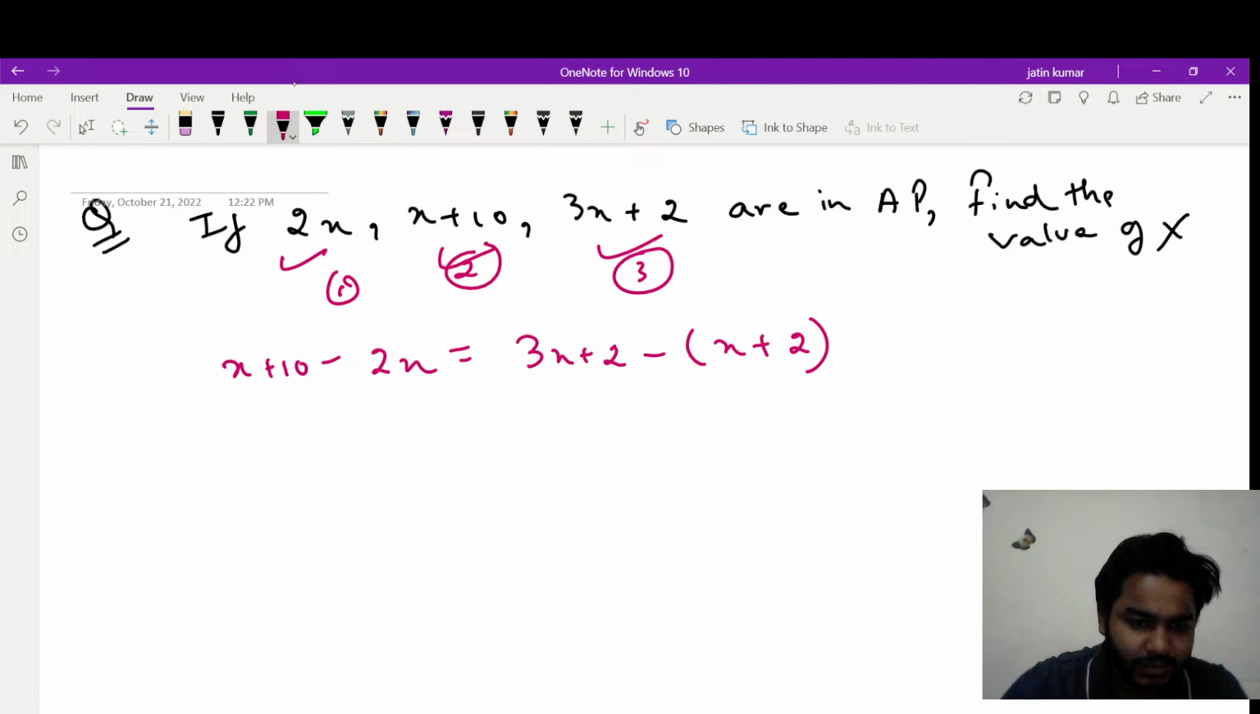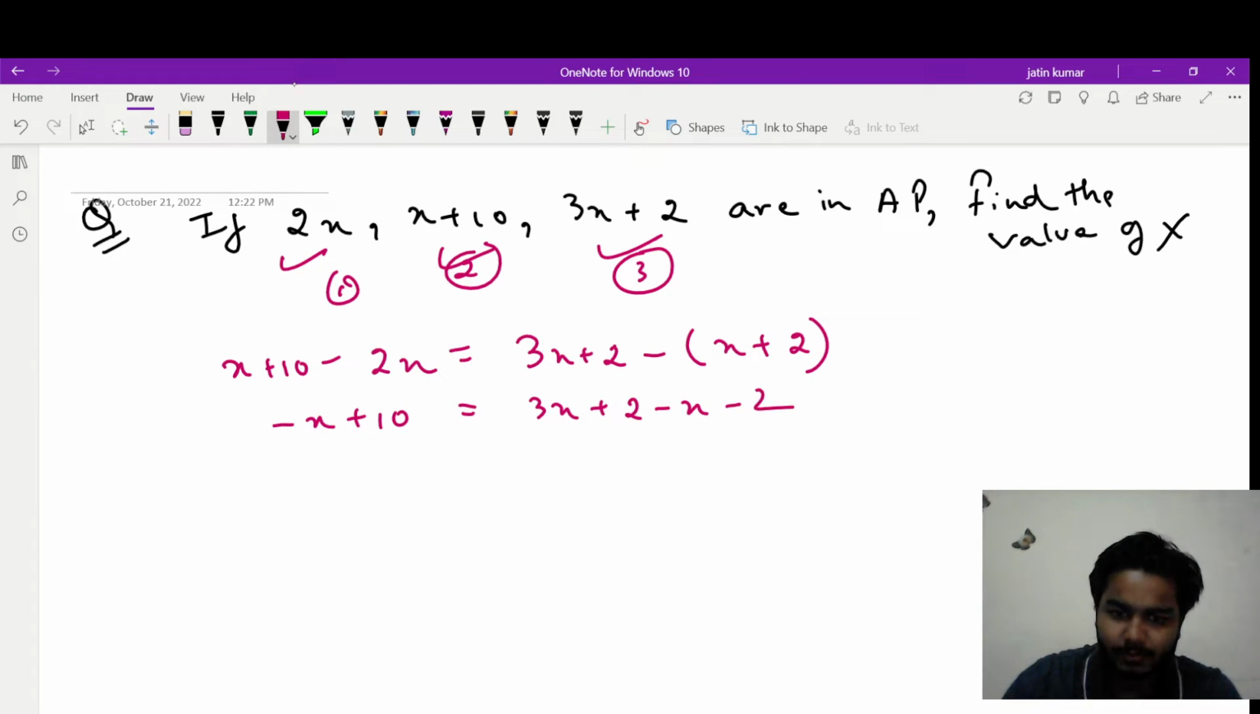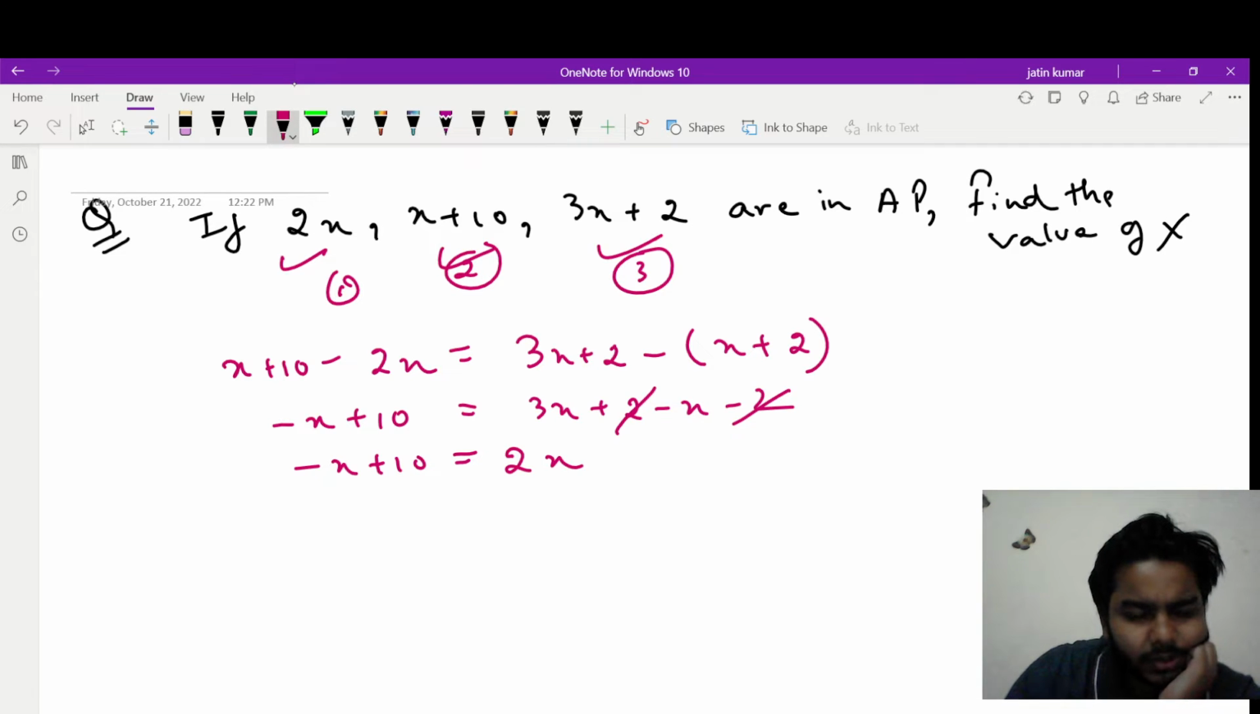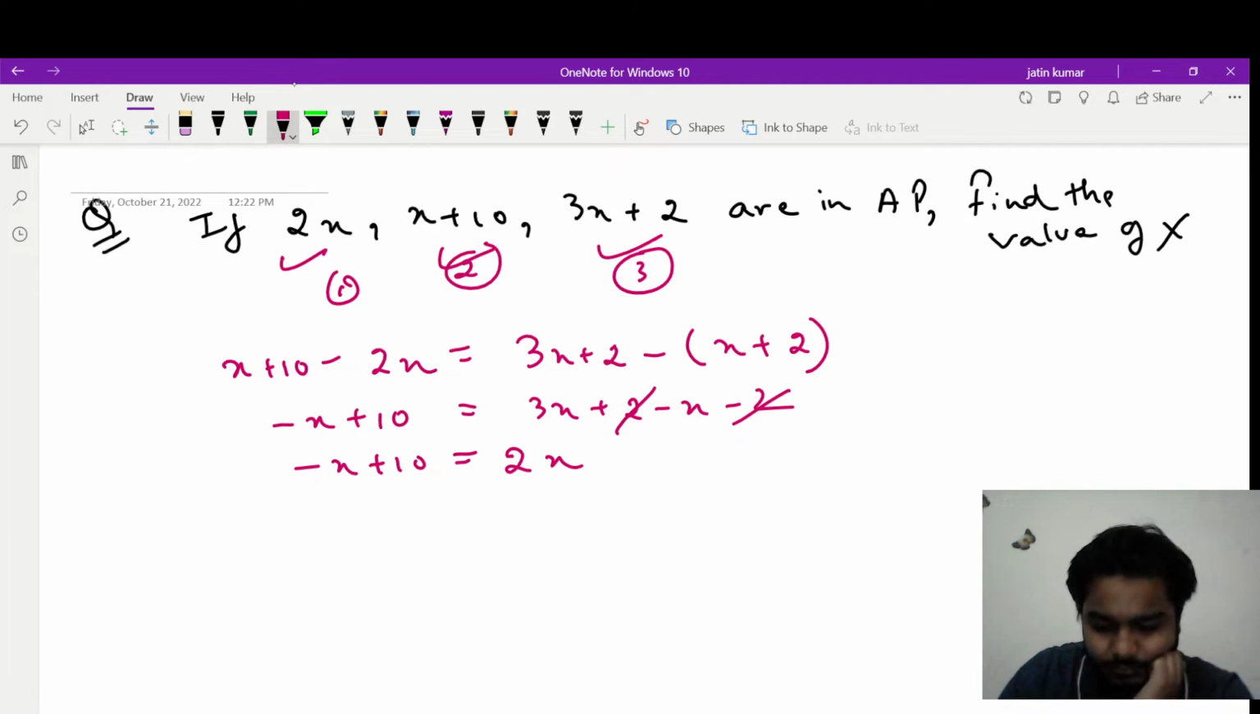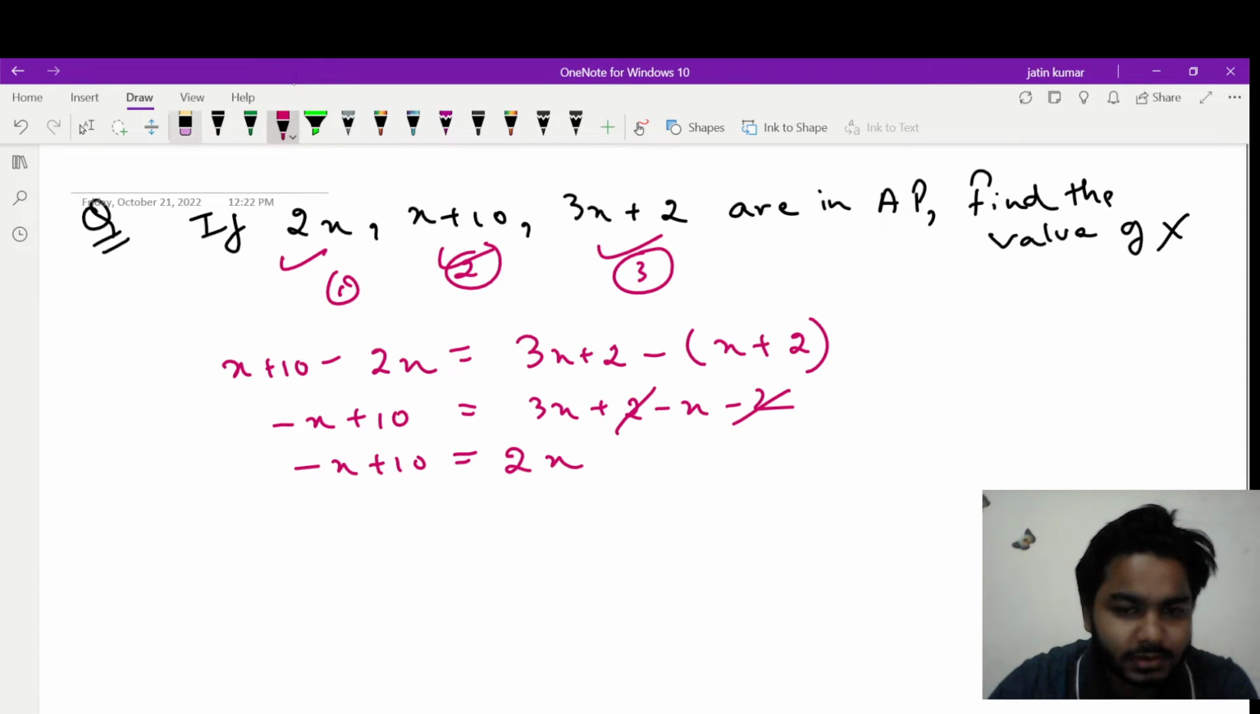So solve this. x plus 10 minus 2x is equal to 3x plus 2 minus x minus 10. Minus x plus 10 will be 2x. Now am I doing it right? Have I written the question correctly? 3x plus 2, sorry, this will be 10.